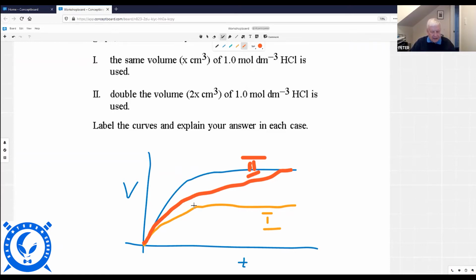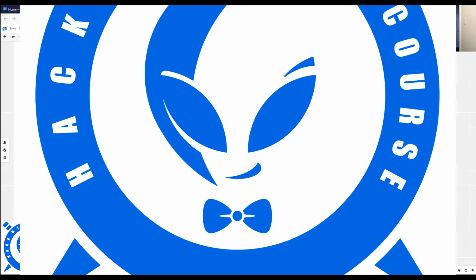Right. So the key point is the initial rate is determined by the concentration of the acid. Where the plot ends up is determined by the amount of acid that is being used in the reaction, because it's the limiting reagent. And again, if you have any questions, don't hesitate to ask, okay? All right.